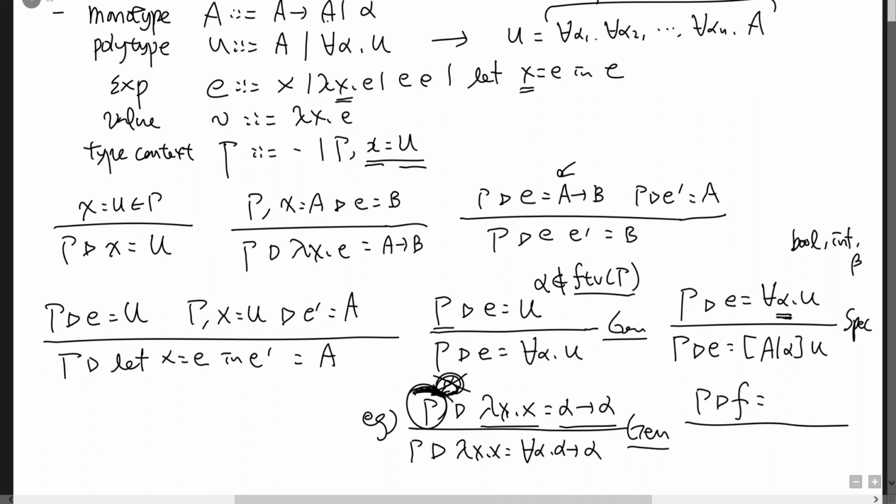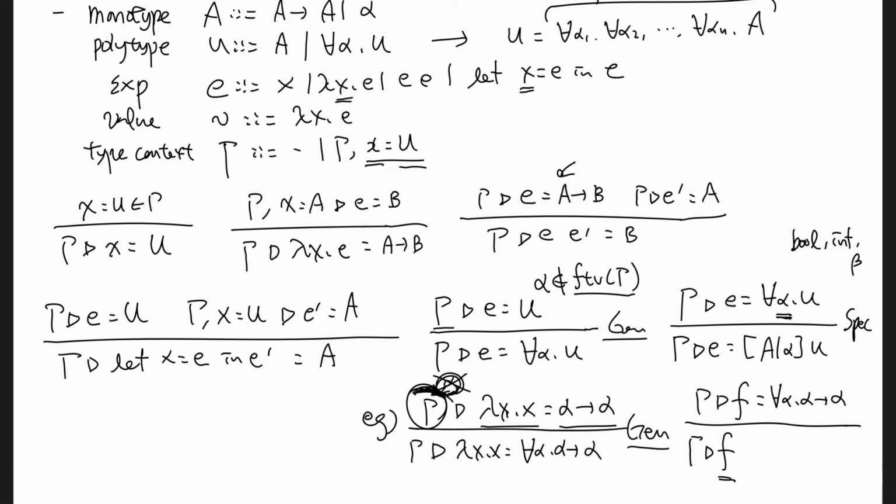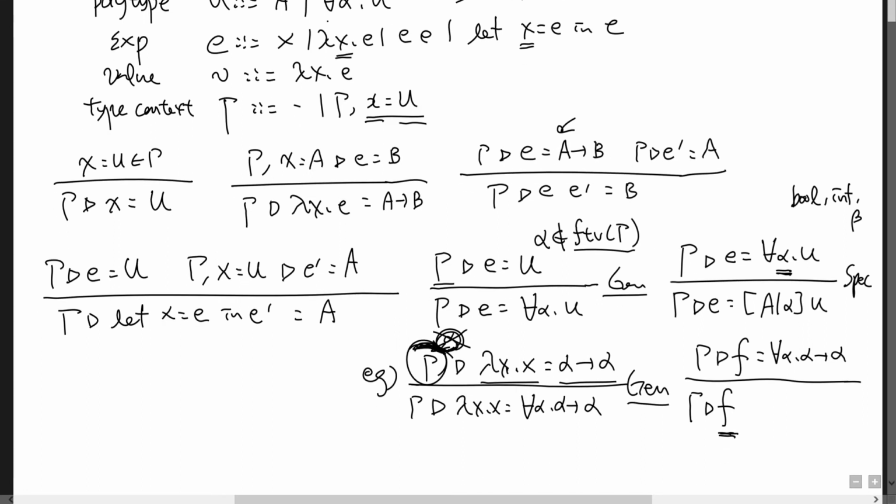Suppose that F has a type for all alpha, alpha arrow alpha. And in order to use this variable F in lambda application, it should be assigned a monotype. So for instance, we might choose to assign bool arrow bool, which is a special case of this polytype, or we might choose to assign int arrow int to this variable F, because this is a special case of this one.